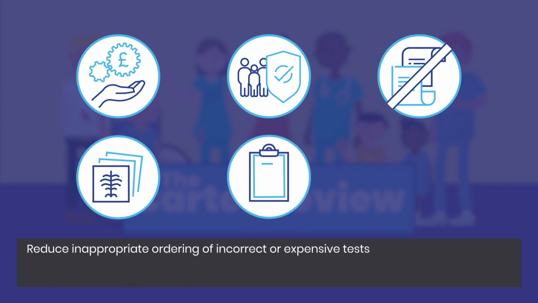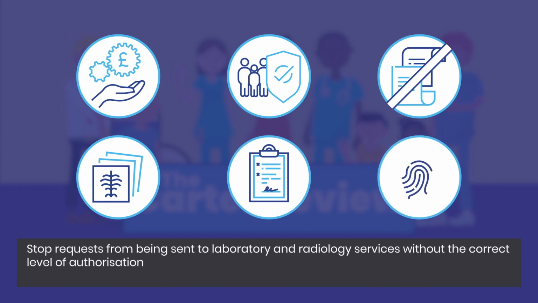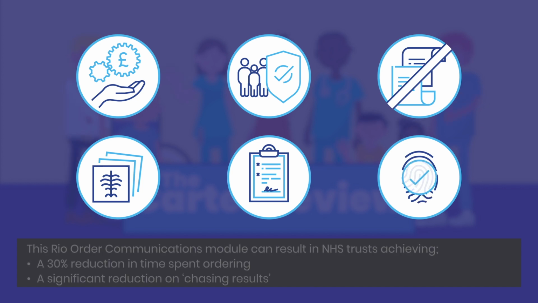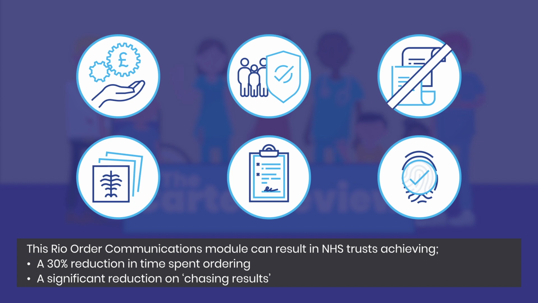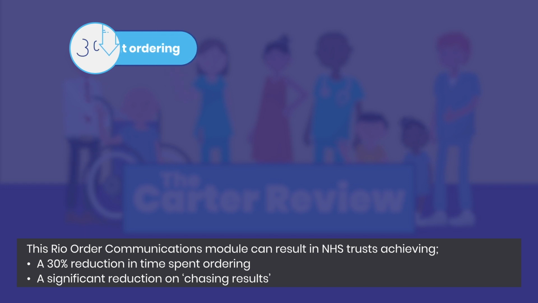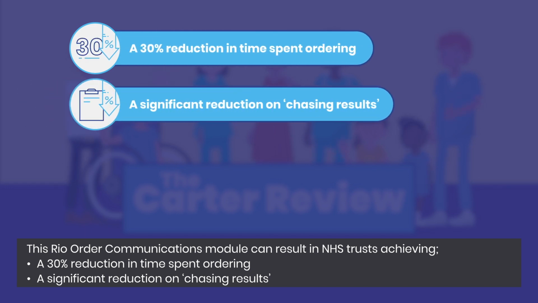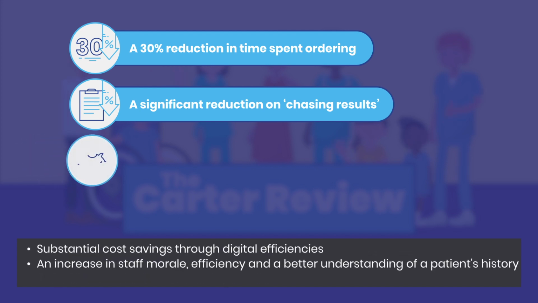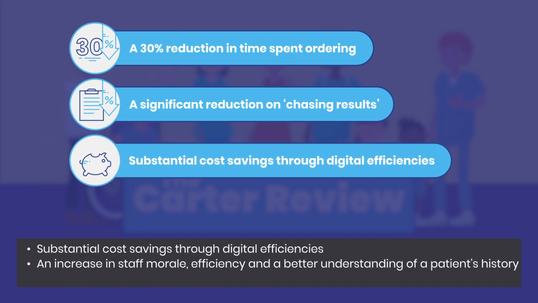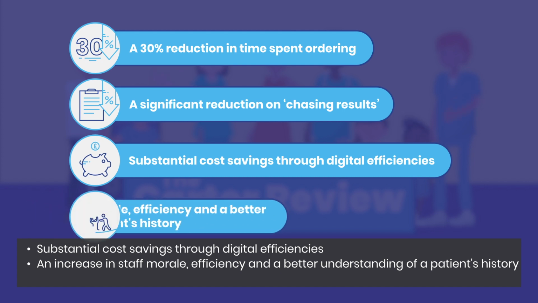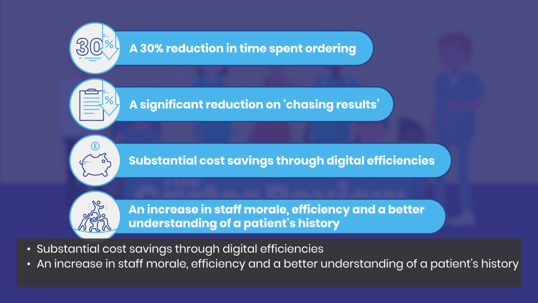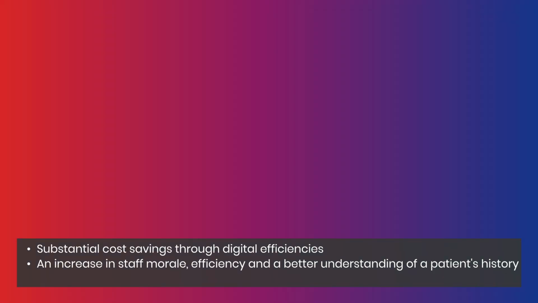reduce inappropriate ordering of incorrect or expensive tests, stop requests from being sent to laboratory and radiology services without the correct level of authorization. This RIO Order Communications module can result in NHS trusts achieving a 30% reduction in time spent ordering, a significant reduction on chasing results, substantial cost savings through digital efficiencies, an increase in staff morale, efficiency and a better understanding of a patient's history.